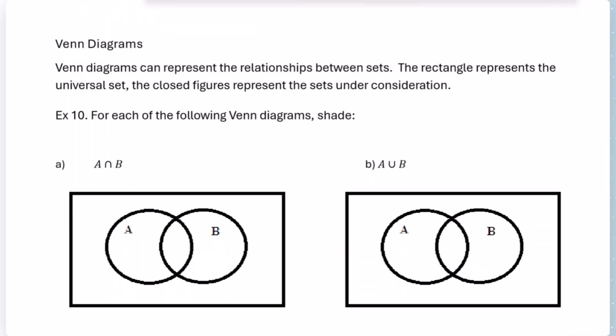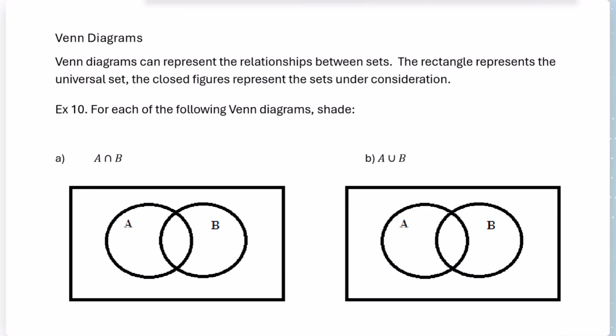All right, next we're going to go do some Venn diagrams. I'm going to introduce them. A Venn diagram represents the relationship between sets. We do it kind of with a picture image. We're going to have a universal set, which is the outside rectangle, and then inside we're going to have sets A and B to work with.